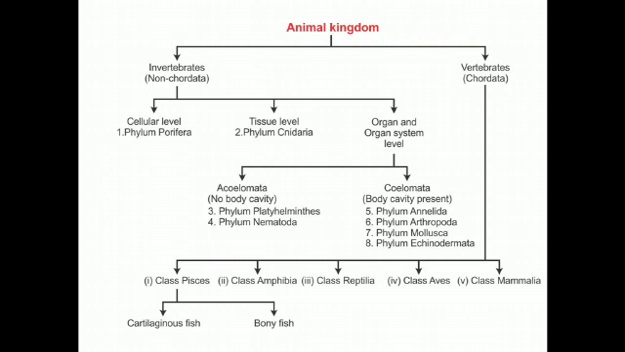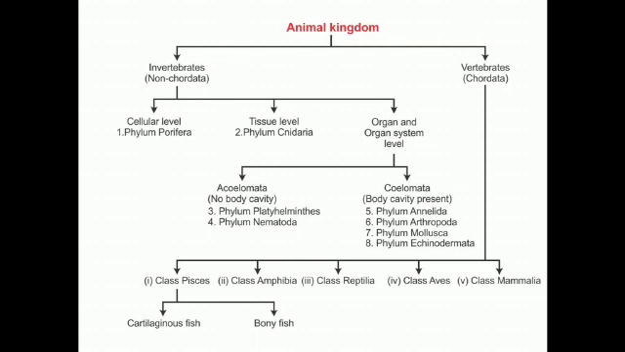So there is another criteria, or another basis, on which we are dividing the triploblastic animals now. The triploblastic animals are divided into three groups, which are named the coelomates, acoelomates, and the pseudocoelomates. This criteria is based upon the presence or absence of the body cavity. So according to this classification, the first group of triploblastic animals are the acoelomates.